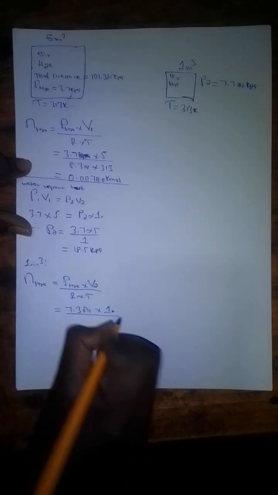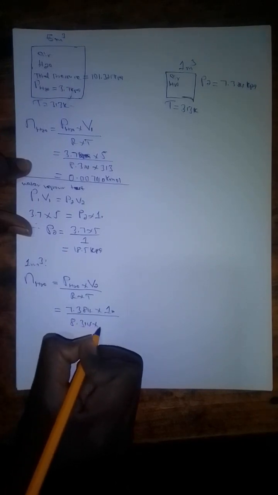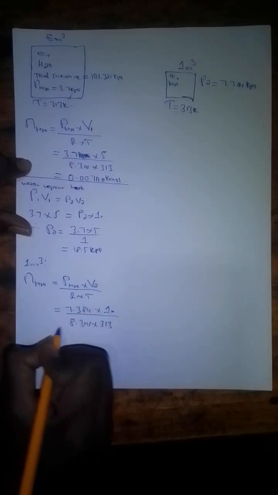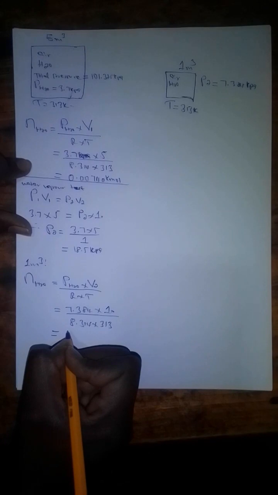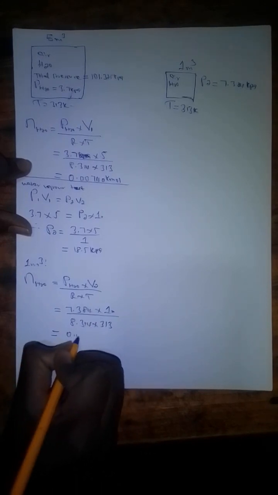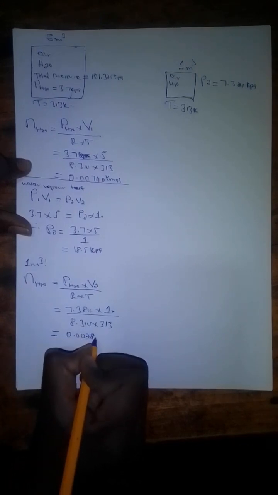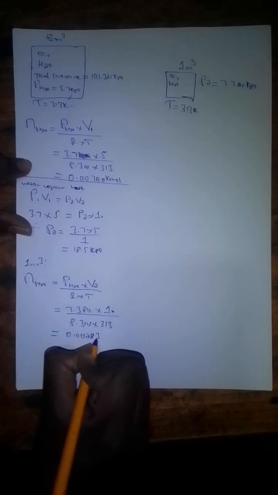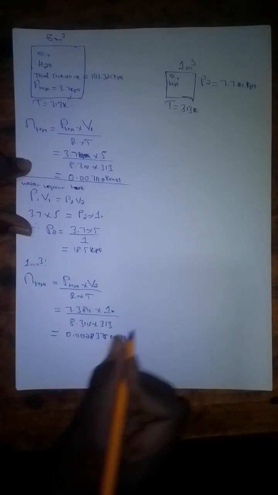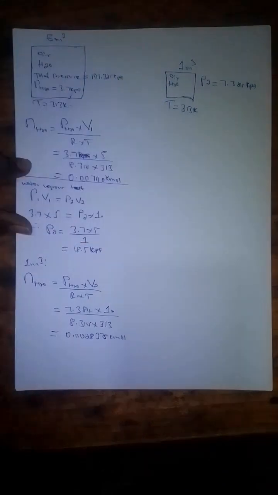Let me not put the units. All over our R, 8.314 multiplied by our temperature, which is 313. And if you use your calculator, then that is going to give you 0.0028375 kilomole. So now this becomes the amount of water vapor that is actually in 1 meter cubed.